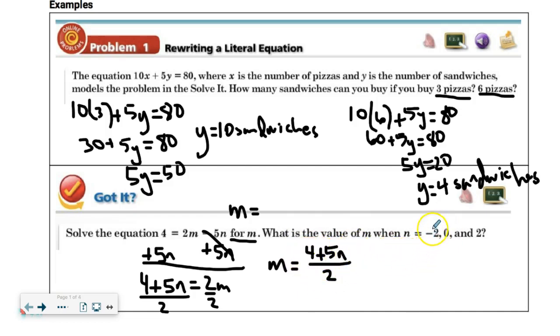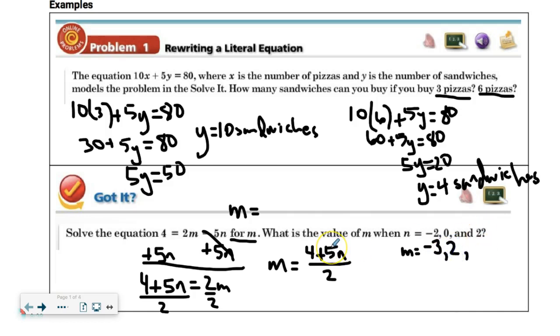So let me do this part mentally. -2 goes in for n, right? 5 times -2 is -10. 4 plus -10 is -6. -6 divided by 2 is -3. So the value for m when n is -2 is -3. Zero. Okay, 0 goes in there. 5 times 0 is 0. 4 plus 0 is 4. 4 divided by 2 is 2. So the value for m when n equals 0 is 2.